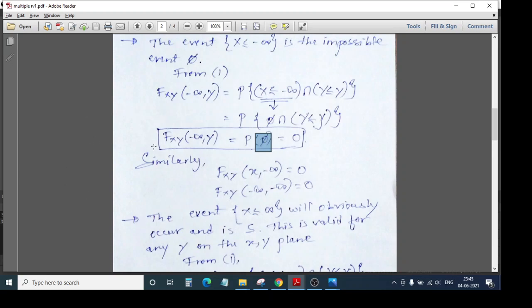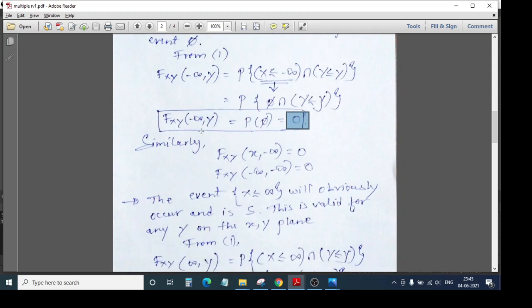So therefore friends, a very important property: when one of the variables is minus infinity, the answer I will be getting is 0. Similarly, as I said just now, one of the variables is x. So if my y is minus infinity, then also the answer you will be getting is 0. If your x is minus infinity and your y is also minus infinity, then also your answer will be 0. That means if any one of the variables is minus infinity, either x or y, or if both the variables are minus infinity, then our answer will be 0. So this is a very important relation.